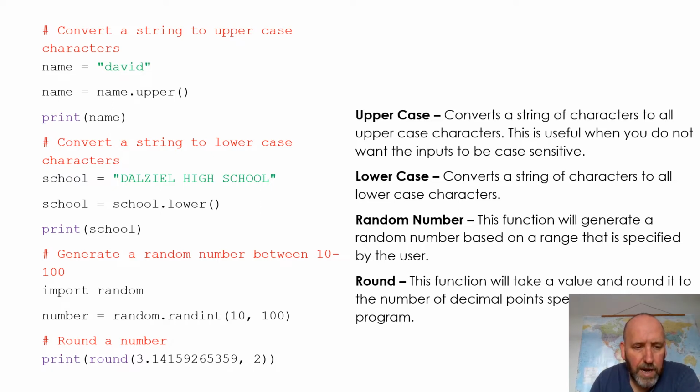And round the number, print. We're rounding it here. Round all that to 2 decimal places. That would give us 3.14.